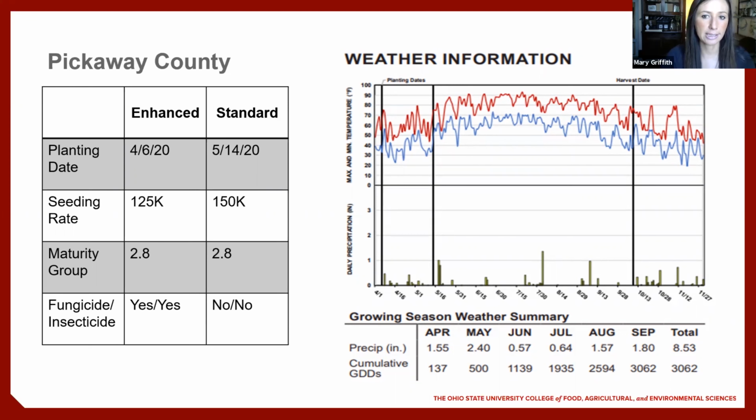You'll also notice that this site had very little precipitation throughout the whole growing season compared to the last site. At this site, they only had 8.5 inches total precipitation from April through September, compared to over 22 inches at the last location we looked at. So at this site, both systems experienced some drought stress, and with such dry conditions, there was not a lot of disease and insect pressure. So there probably wasn't much of a benefit to the fungicide and insecticide application in the enhanced treatment here.